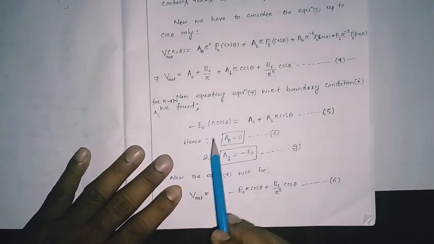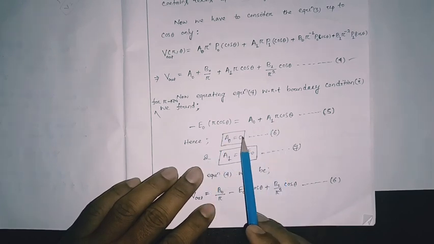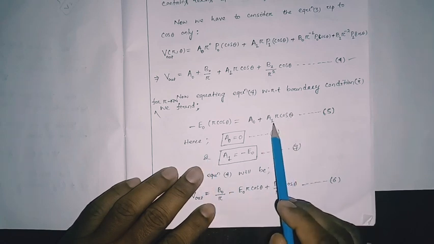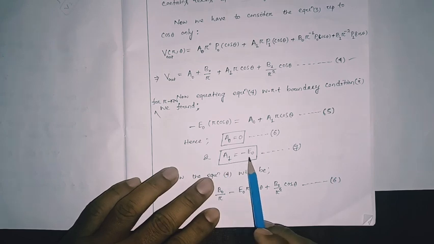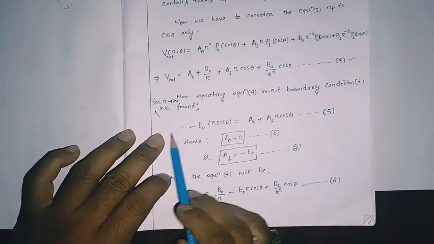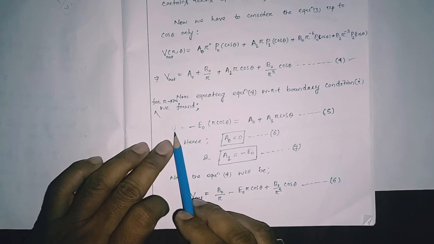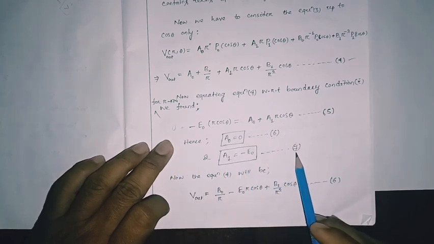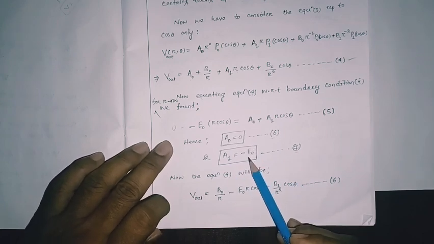Okay, so if I compare both LHS and RHS, you can find that the coefficient of r cos theta is a1 on this side and minus e0 on the other. So a1 will obviously be minus e0. And a0 is the constant term; on the right-hand side there is no constant term, so a0 obviously will be 0. Let this be equation number 6 and this equation number 7. So we found a0 equal to 0 and a1 equal to minus e0.